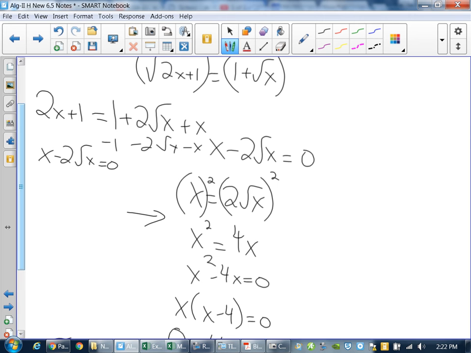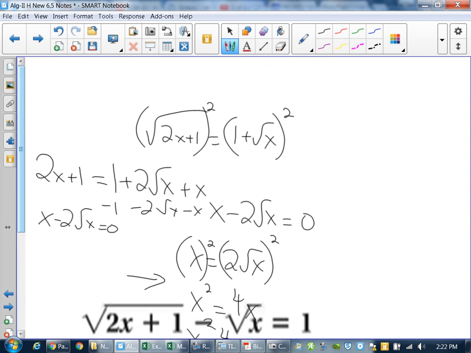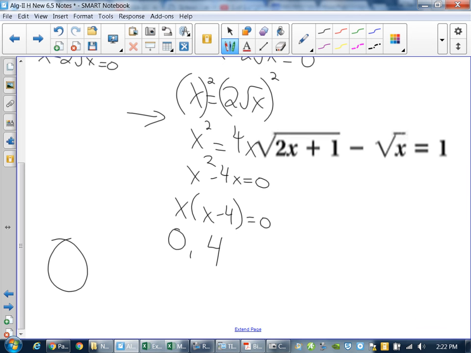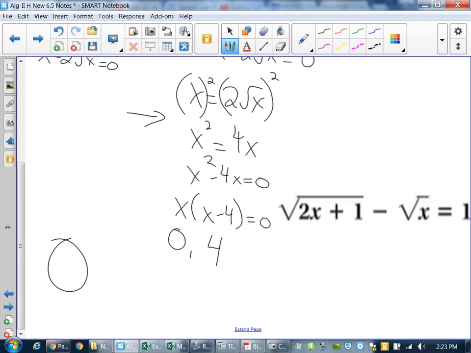So when you check it, is there a possibility that both answers work for the zeros? Yep. When you go back to check this, it's all the way back down here. We had this as our original problem. What's 2 times 0? 0. What's 0 plus 1? 1. What's the square root of 1? What's 1 minus 0? 1. So did 0 work? Yes.